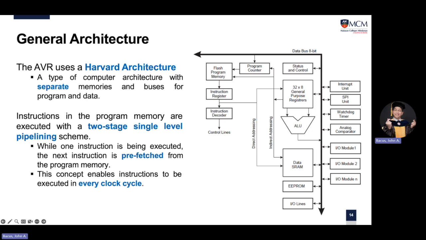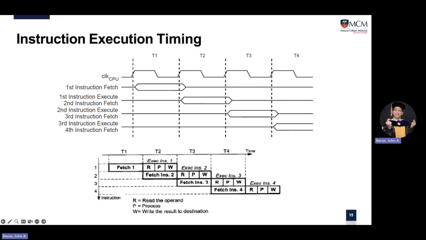Kanina naman is how the instruction execution timing works. This diagram shows how multiple instructions are processed in overlapping stages. The stages include fetch, read, process, and write. This is the execution cycle I made mention of earlier. So again, this is the instruction execution timing.